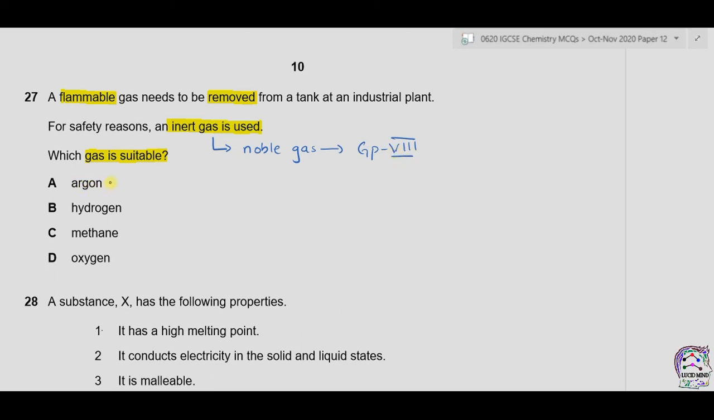A is argon. Argon is a noble gas and it is also inert in nature. B is hydrogen. Hydrogen is highly flammable, so it will burn. C is methane. Methane is also a highly flammable gas. D is oxygen. Now oxygen is also incorrect because it helps in the combustion process. The correct option is therefore A.